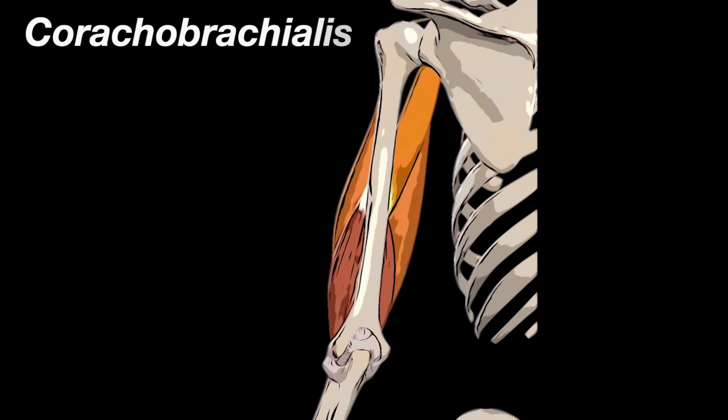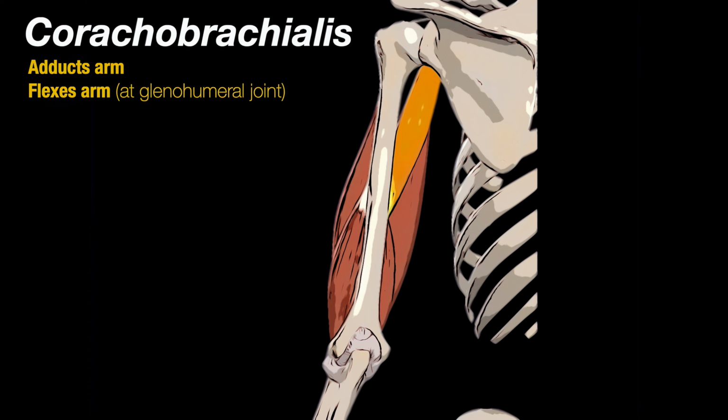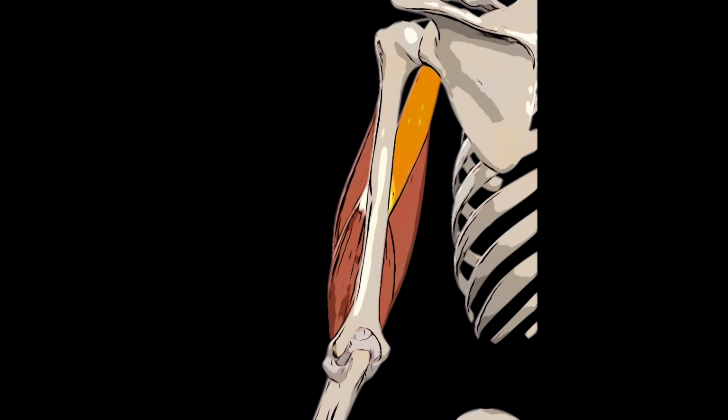The coracobrachialis muscle is found in the anterior compartment of the arm as well. It is a strap-like skeletal muscle. It is located posterior or deep to the pectoralis major and medial to the brachialis and biceps brachii. It's involved in multiple actions. It adducts the arm at the glenohumeral joint and flexes the arm at the glenohumeral joint. The coracobrachialis muscle acts as an antagonist to the deltoid.